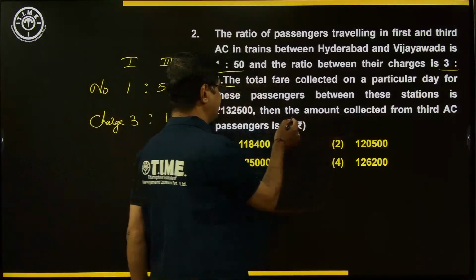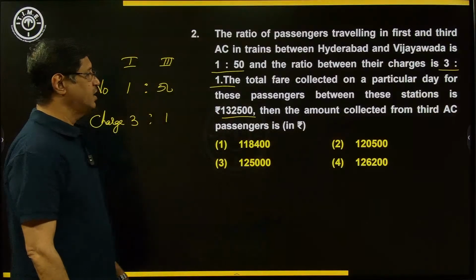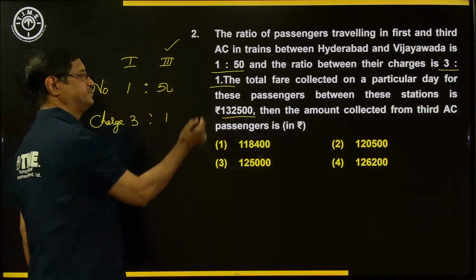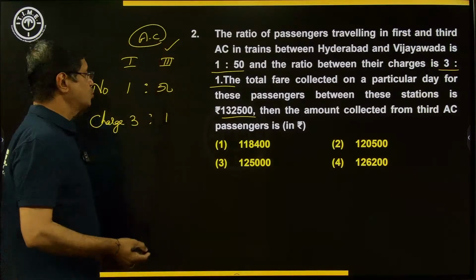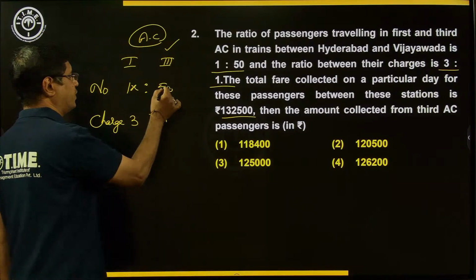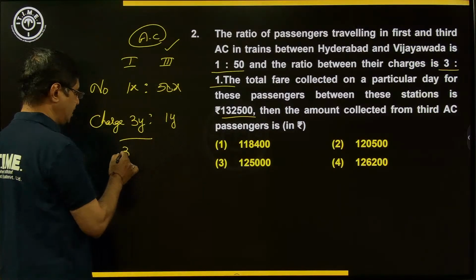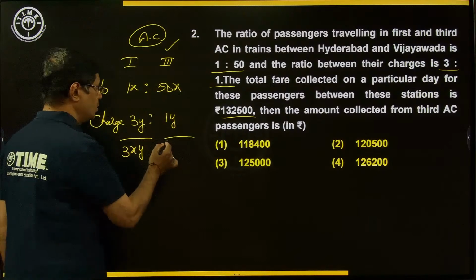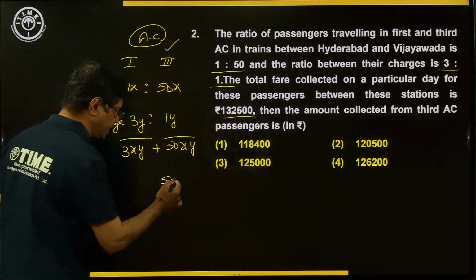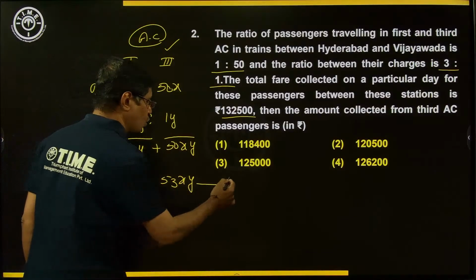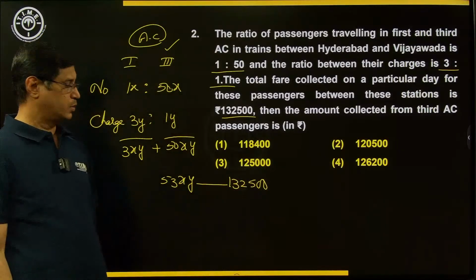What about the total fare collected here? The total fare collected is 132500. Then the amount collected from the third AC passengers is to be found. My dear students, here I am taking 1x and 50x, 3y and 1y. What is the amount? 3xy, and here 50xy. The sum of these two is equal to 53xy, which is equal to 132500. That is the total amount.